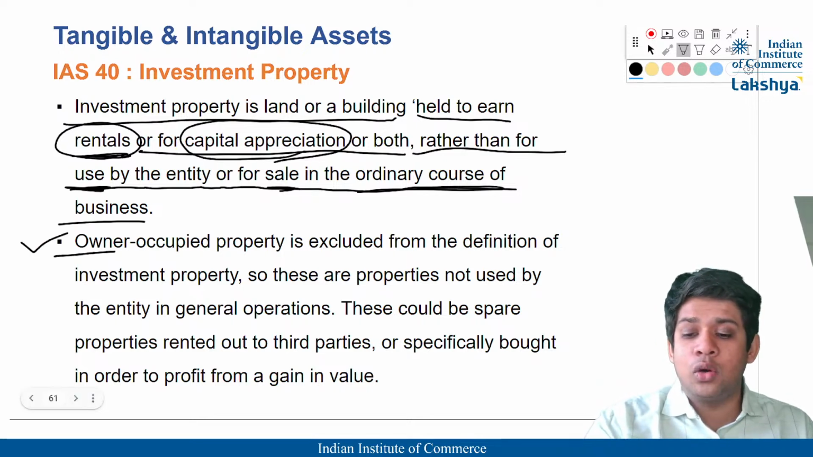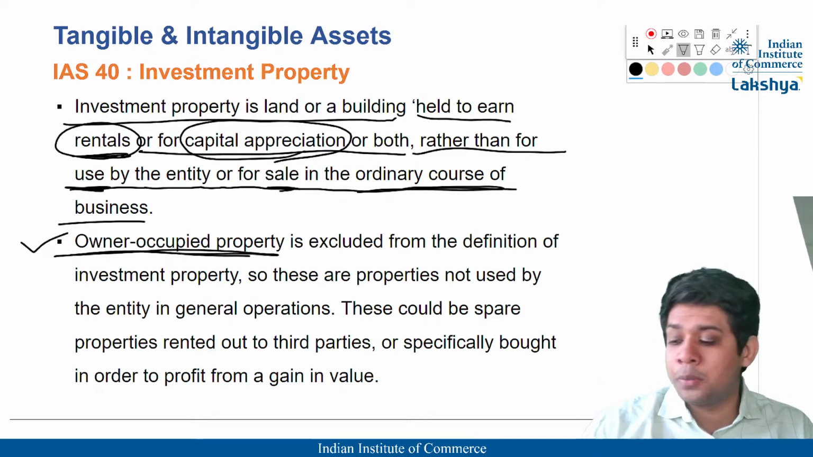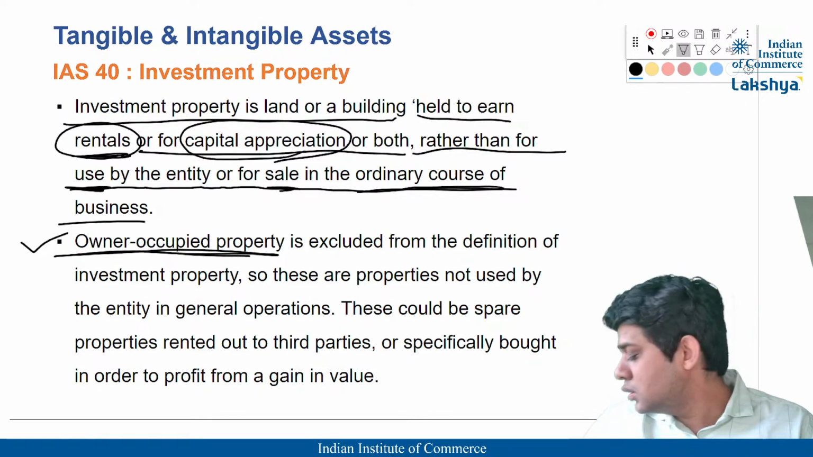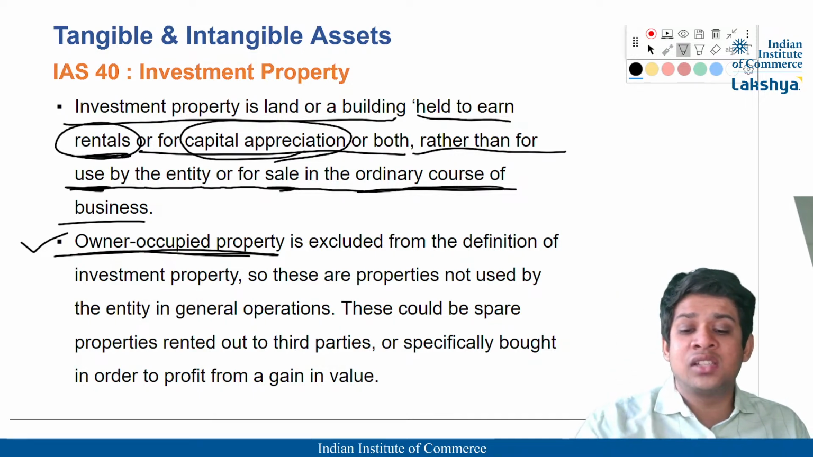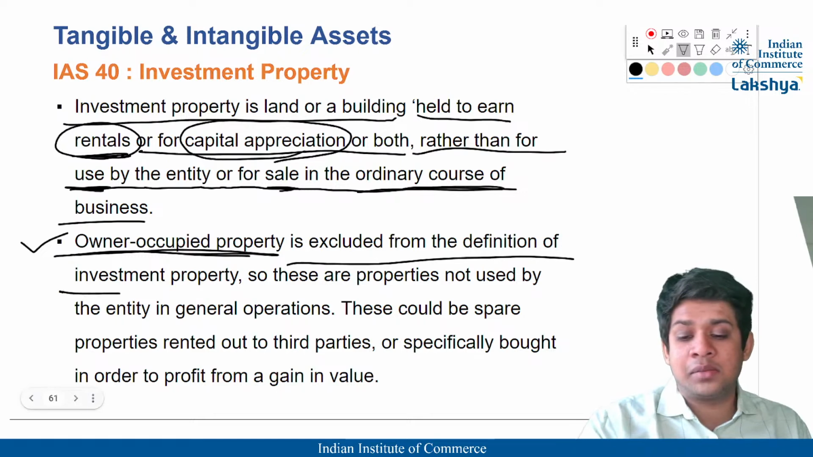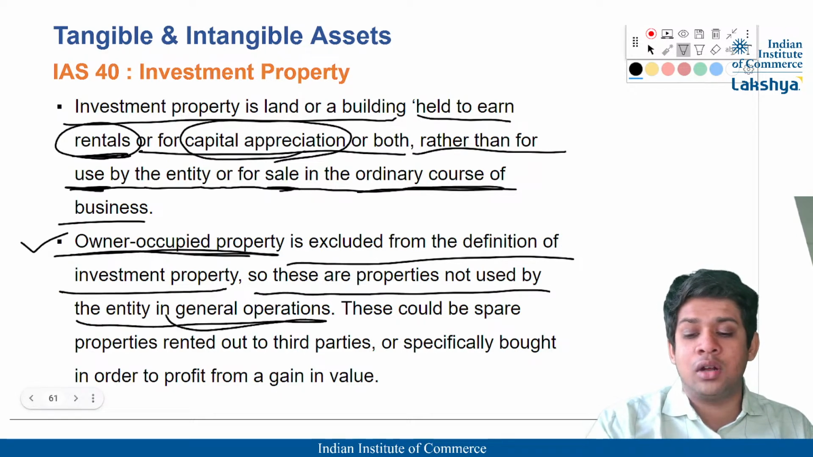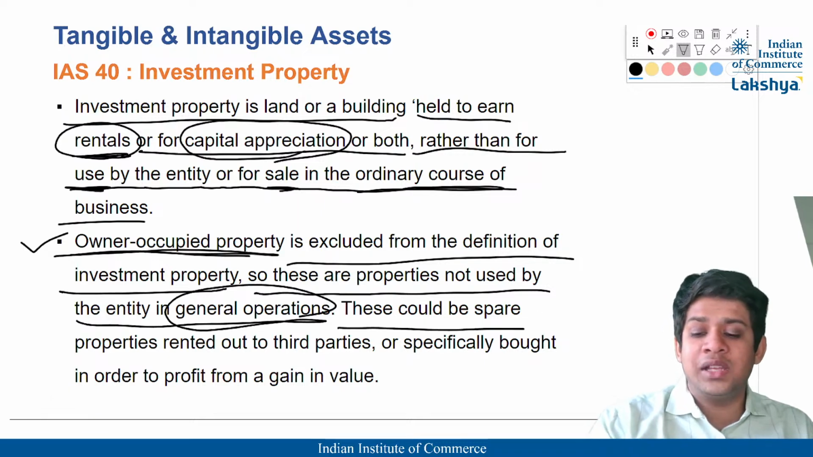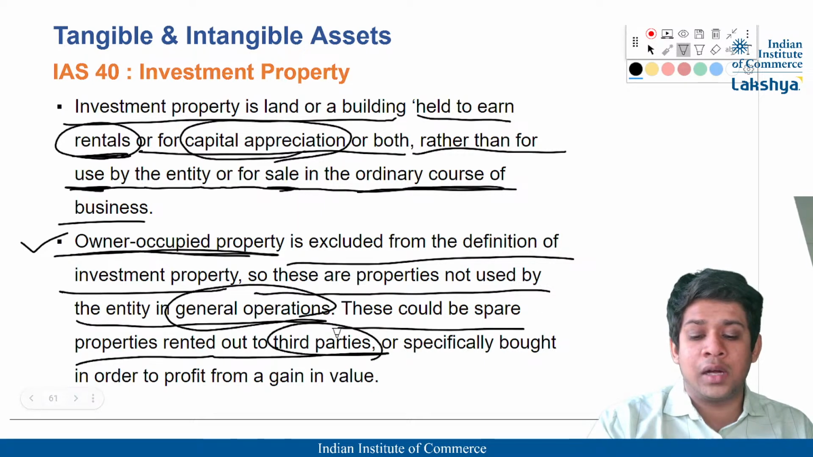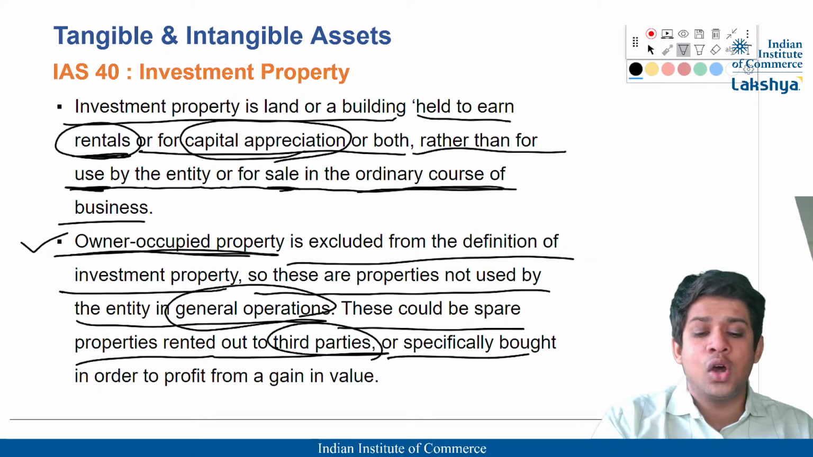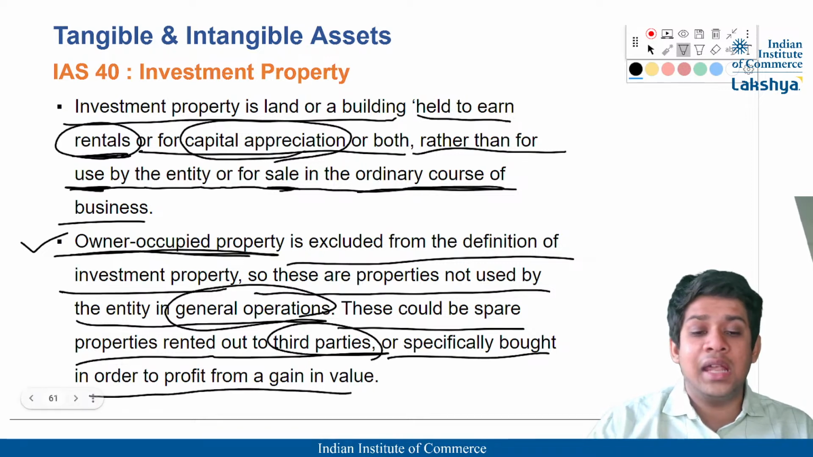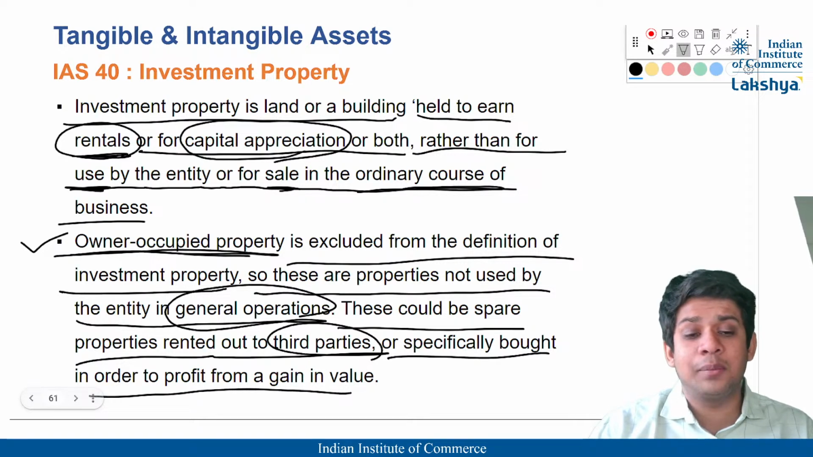Okay. Any owner occupied property, that means I've occupied the property for my own use, is excluded from the definition of investment property. So these are properties not used by the entity in general operations. These could be spare properties rented out to third parties. So technically investment properties are any spare properties which are rented out to third parties or specifically bought for gaining profit by capital appreciation.